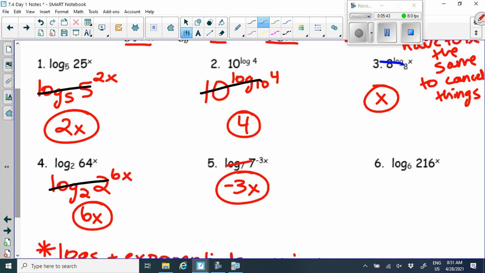Is the base on my log and the base on the exponent exactly the same? No. So I need to do some manipulation here. So 6 to what power gives us 216? That's going to be 3. And don't forget the x, because that was an exponent on the 216. And we know 6 to the third is just an equivalent way of writing 216. Okay, so we have the same base on our exponent and log, and since they're inverses, they cancel, so we're left with just 3x.